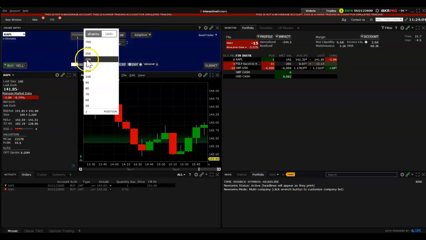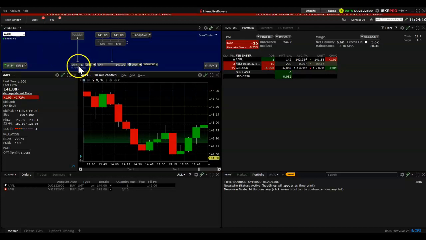And this is the number of positions you want to buy. Do you want to buy 1, 2, 3, 4, 5? Let's say we want to buy 5 Apple shares. Just whatever you want to buy, this could be 2, could be 100, could be whatever you want.